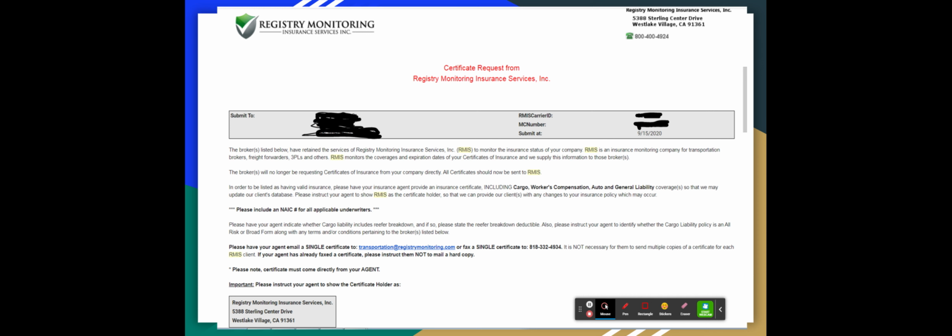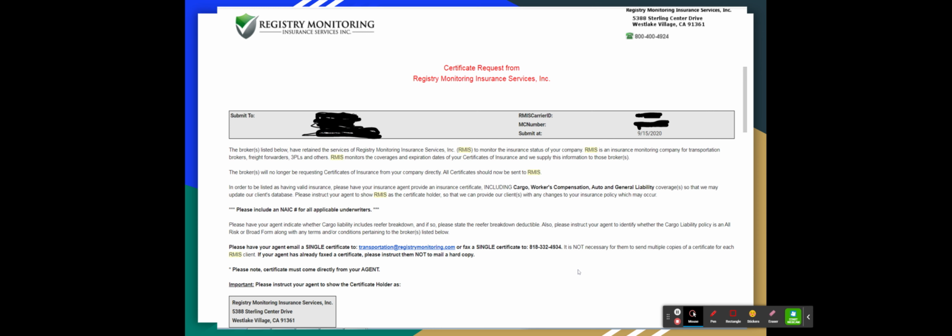So on here, it points out again that this is being sent from Registry Monitoring Insurance Services, and it needs to be returned by the agent. Please have your agent email a single certificate to this particular email address, or you could fax it. So this is one that you'll commonly see as a dispatcher, but you have to send this information out. Usually they'll just ask you on that portal, like the Amazon portal, to let them know who to send the insurance request to.